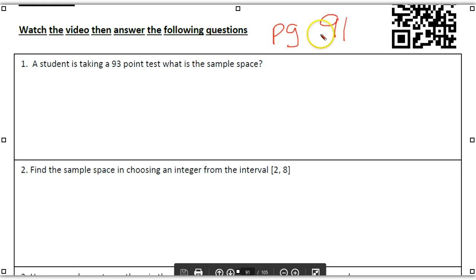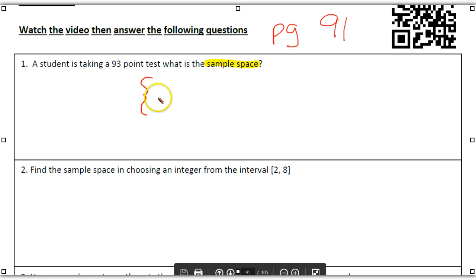Okay, we're on page 91, and we're looking for sample space and a method of listing it. So, a student is taking a 93-point test. What is the sample space? And they want us to list it in roster notation.